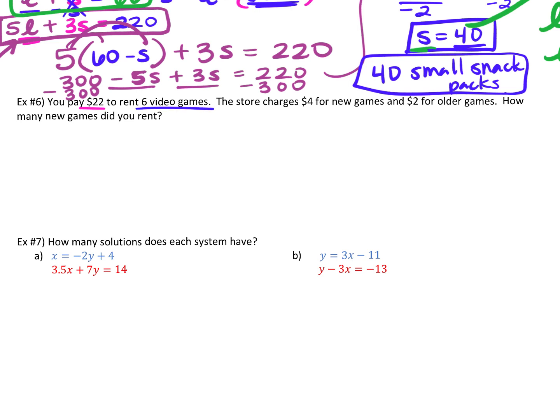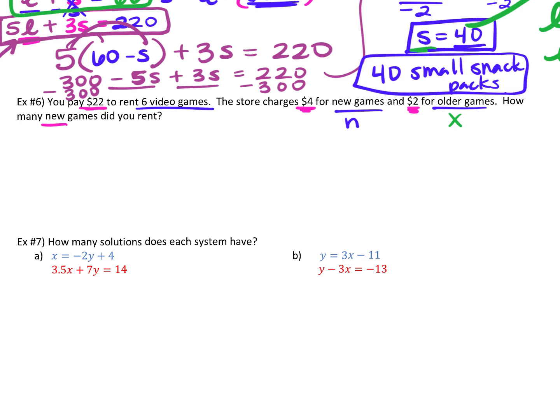The store charges dollars, right? With dollars. So we're going to keep that together. $4 for new games, $2 for old games. How many new games did you rent? Okay, so think about what your variables are. I will figure that out with you first. We're talking new games, so I'm going to call that N. And older games, I'm going to call that O. If you want to call it something else, we'll call it X, just because I don't want you to think that an O is actually a 0, okay?